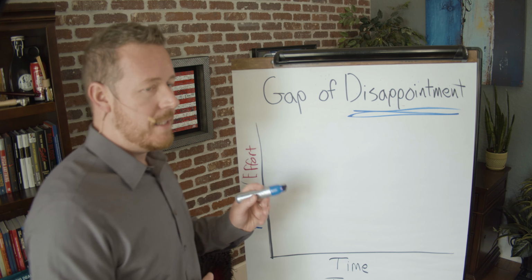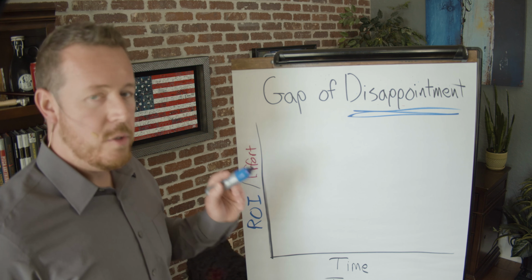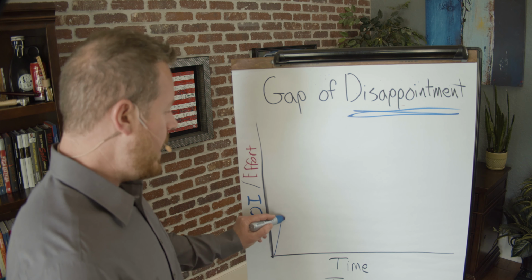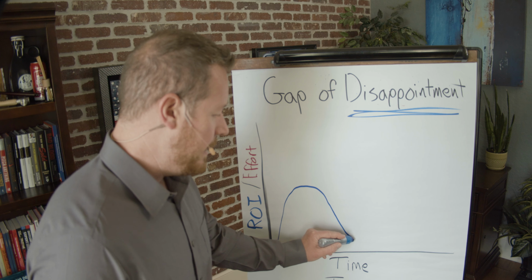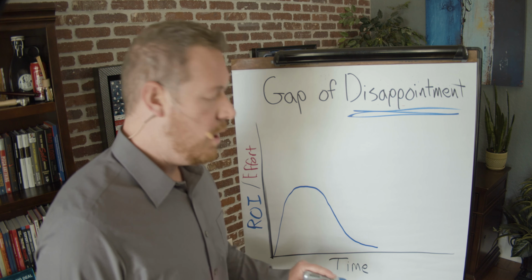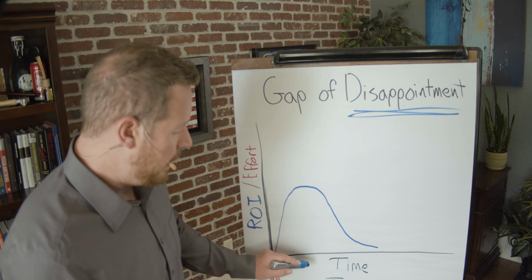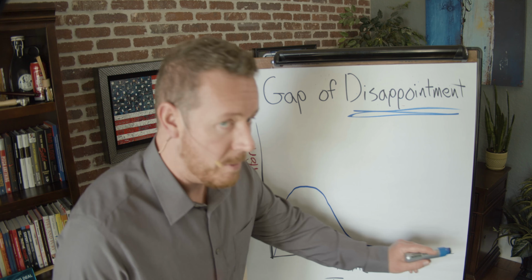So this is the concept of the gap of disappointment. Initially what happens is you get started. You create a piece of content and you get a really good ROI really quickly. And then it starts trailing off a little bit to where it almost drops all the way down. If you can picture month one, month two, month three, or maybe even month five.